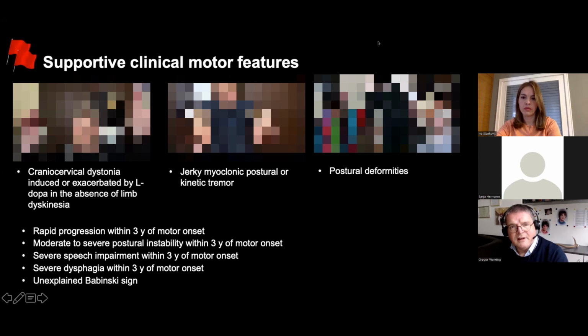Other motor red flags include rapid progression within 3 years of motor onset, moderate to severe postural instability within 3 years of motor onset, severe speech impairment within 3 years of motor onset, severe dysphagia within 3 years of motor onset. All of this is judged by the clinician expert, basically, and unexplained Babinski signs. Next slide, please.